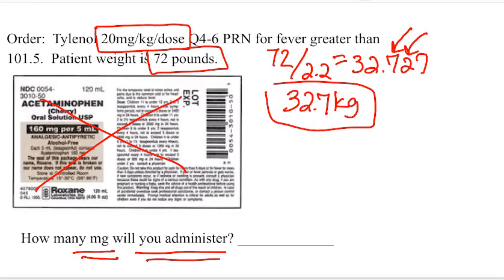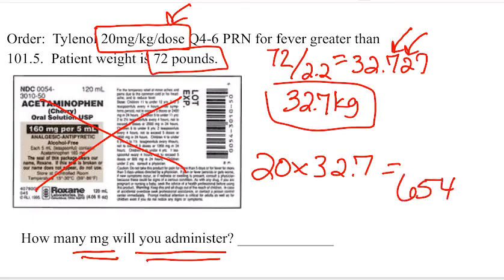All right, so I'm going to look back here at my order. I have to multiply 20 milligrams times 32.7 kilograms for one dose. So 32.7 times 20 equals 654. I'm going to be giving 654 milligrams per dose.